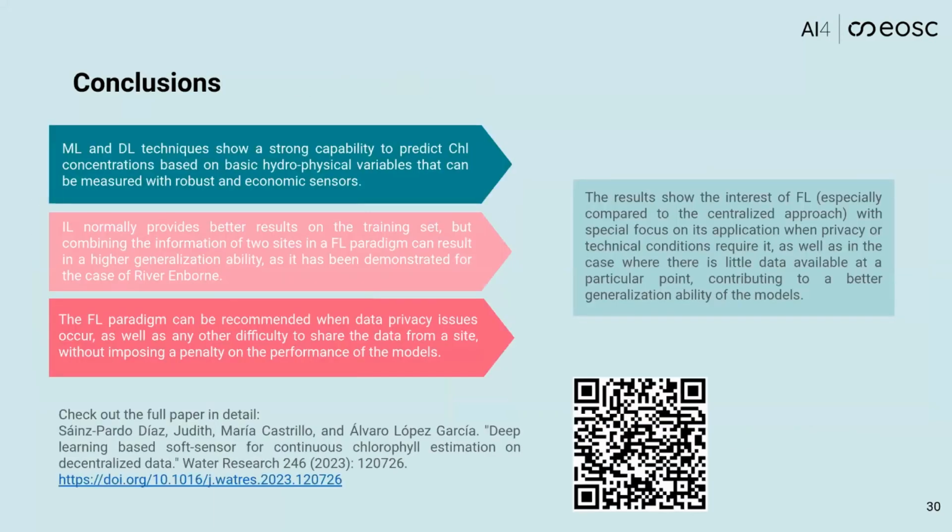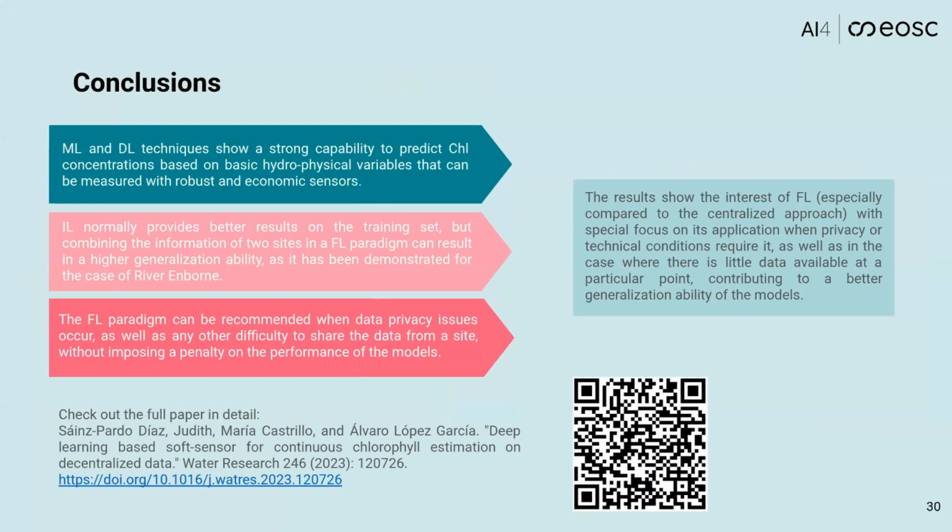So, in order to conclude, with this study, we have seen that machine learning and deep learning techniques can be quite useful for predicting the chlorophyll concentration using only hydrophysical features, but also when we add the meteorological ones.